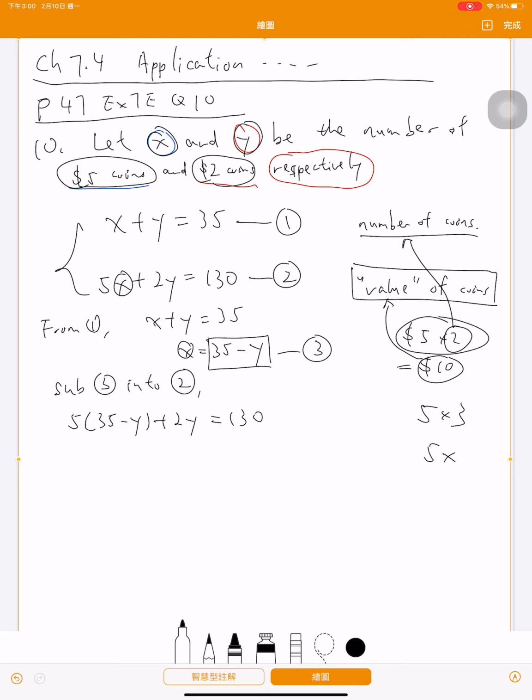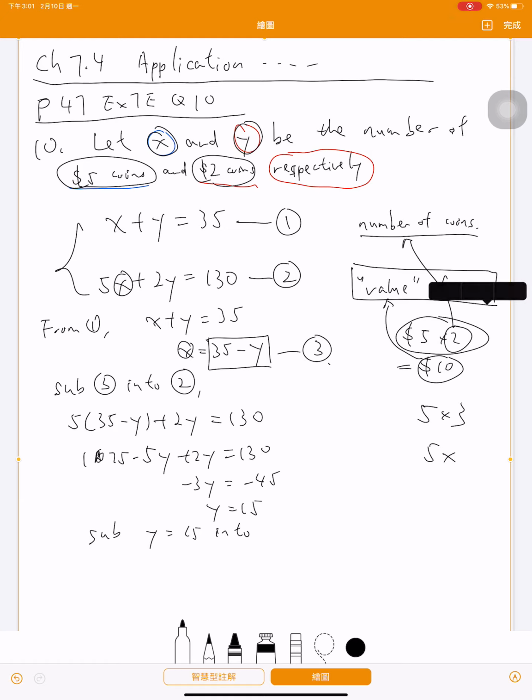And then for this equation, there is only one unknown. So 175 minus 5y plus 2y is 130. Negative 3y is equal to negative 45. y is equal to 15. Okay, and then again, substitute the answer into any equation. But usually, if you use the method of substitution, equation 3 will be easier. So from equation 3, x is equal to 35 minus 15, x is equal to 20.